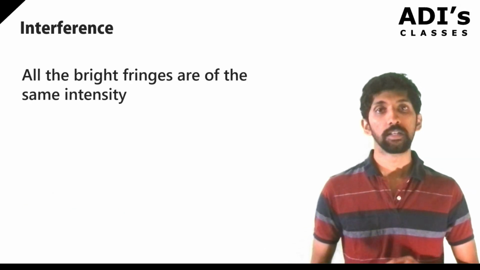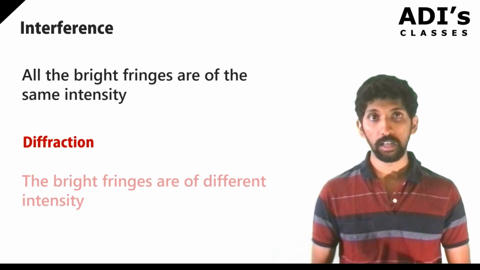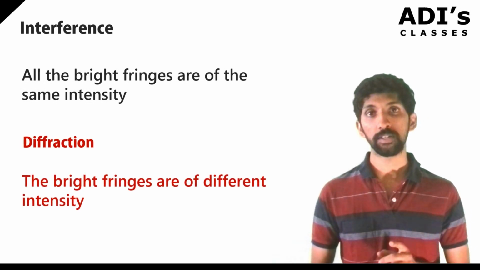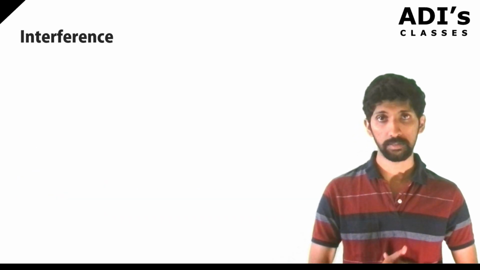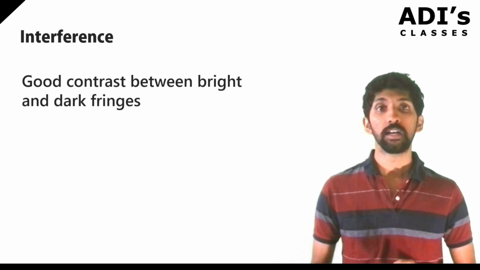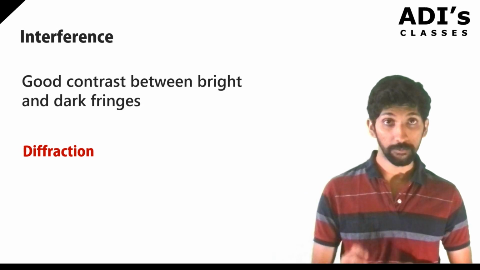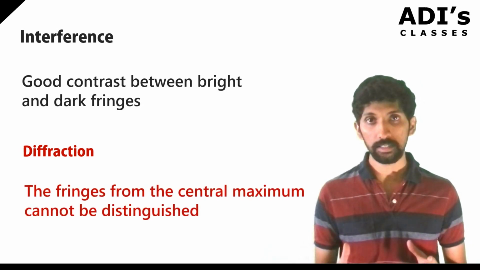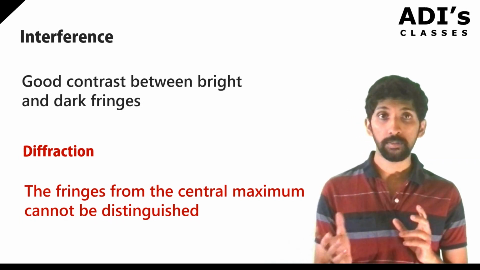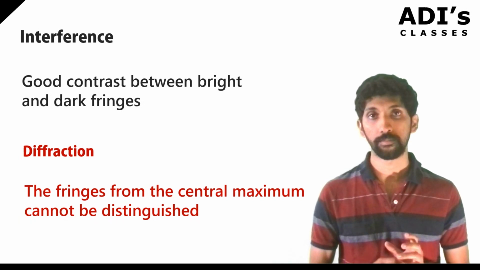The next difference, in interference, all the bright fringes are of the same intensity, while in diffraction the bright fringes are of varying intensity. Central maximum is the brightest. The next one, in the interference pattern there is a good contrast between bright and dark fringes, but in a diffraction pattern, as the distance from the central maximum increases, the difference between the bright and dark fringes is comparatively very poor. You won't be able to witness the difference.